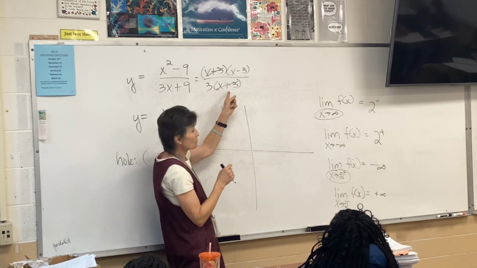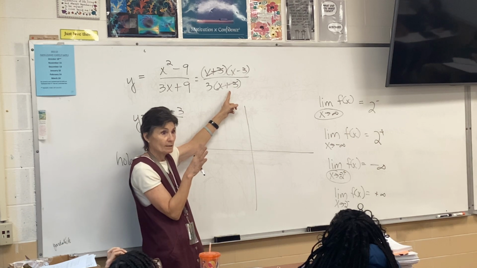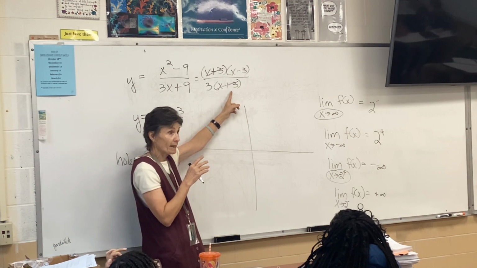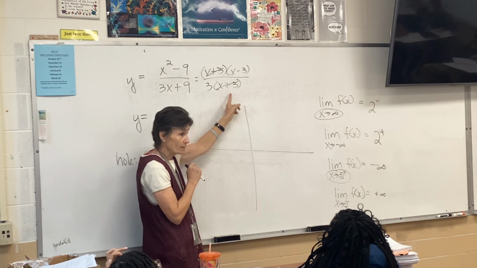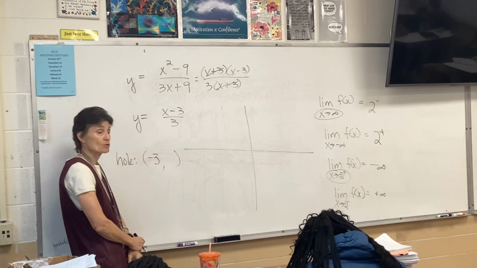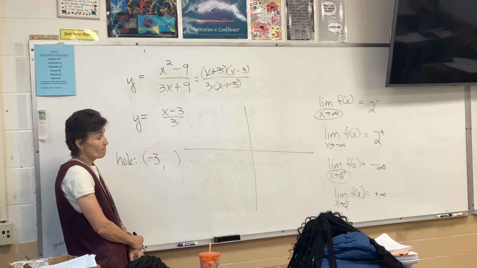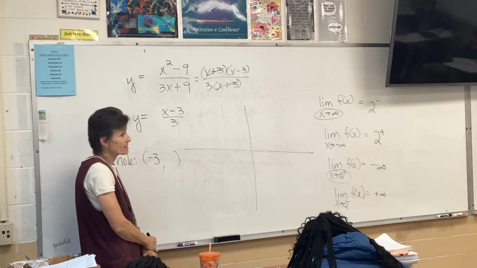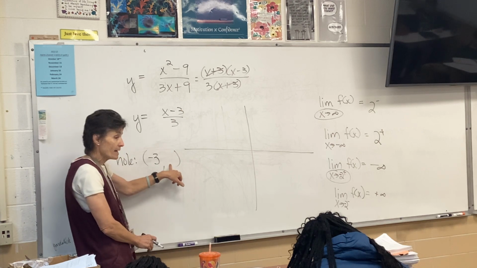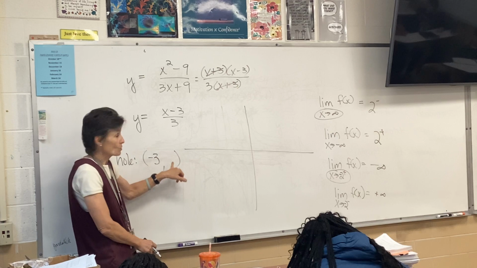So if this would have stayed in the problem, it would have been a vertical asymptote. And the vertical asymptote would have been at -3. Well, it's not there anymore. Now it's a hole, but its x-coordinate is -3. But the hole is not a line, it's a point. So I need a y to go along with the x. So how will I find that?